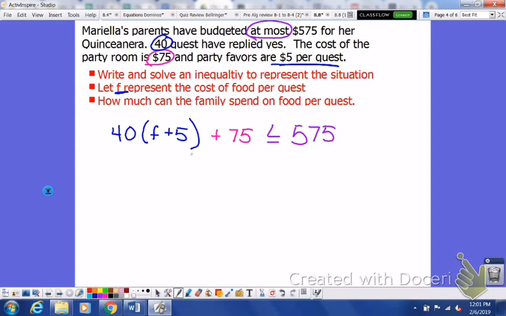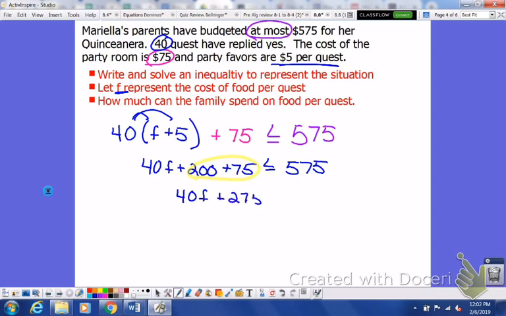Now jumping into solving, I'm going to go ahead and distribute. 40F plus 200 plus 75 is less than or equal to 575. I see some like terms here. So 40F plus 275 is less than or equal to 575. I'm going to go ahead and drop my line down. Solve it just like an equation.